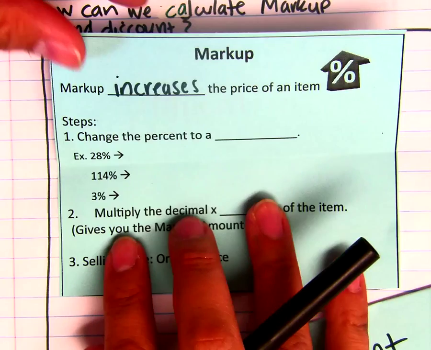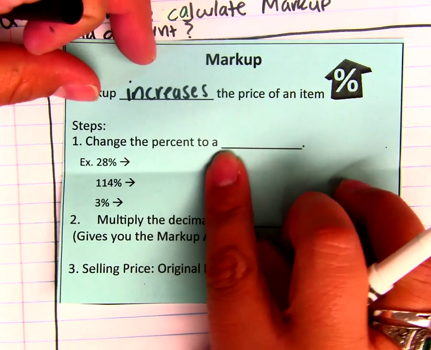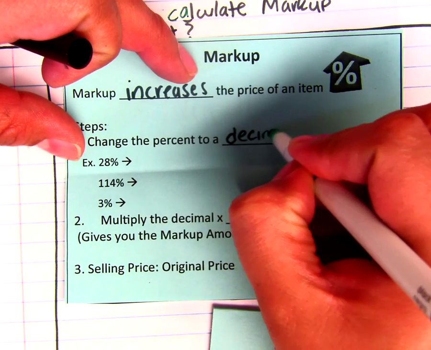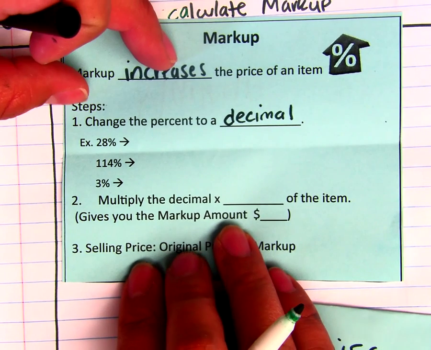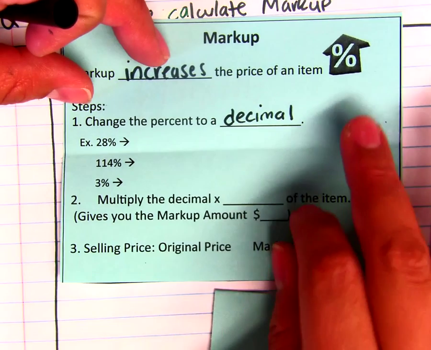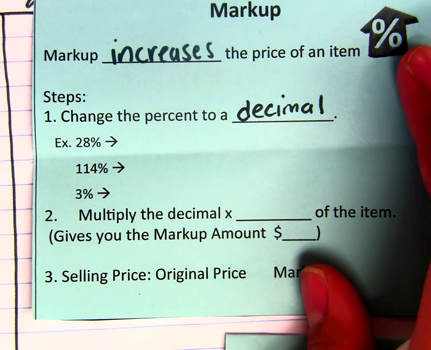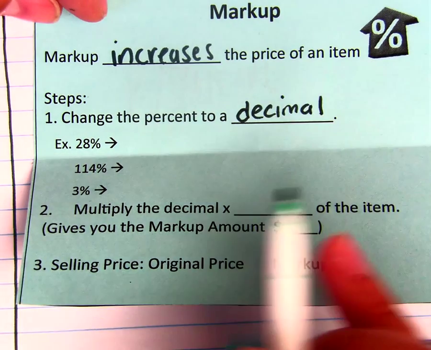So then we're going to follow the steps. How do we find markup, right? So the first step is we're going to change the percent to a decimal. Okay, so we're going to change it to a decimal. Who remembers how we turn a percent into a decimal? Raise your hand. 2 times to the left. Okay, it's the same thing as dividing a number by 100.